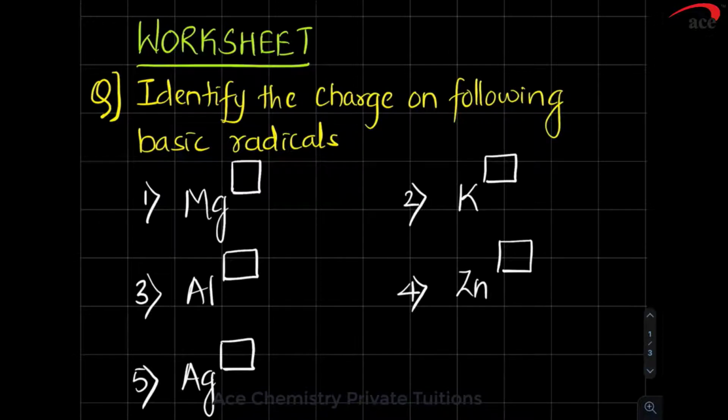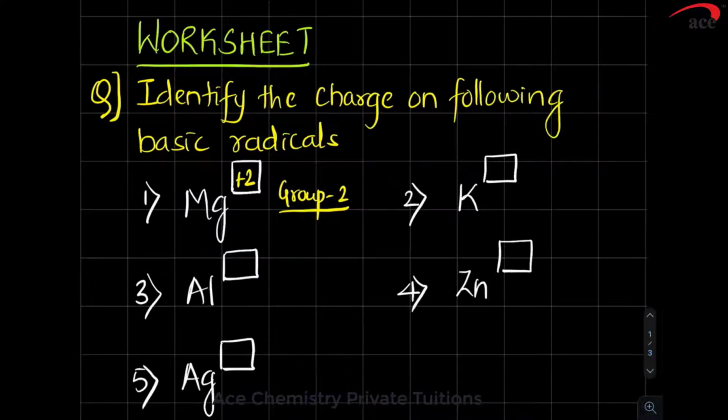Hope you have written it, and you have written it correct, I feel. So what is the charge on magnesium? Yes, correct, +2, because it belongs to group 2. So it has 2 valence electrons and will lose 2 electrons and will have a charge of +2.